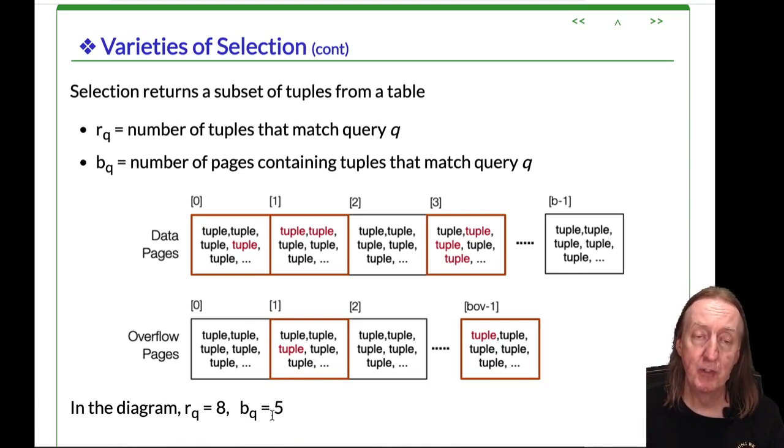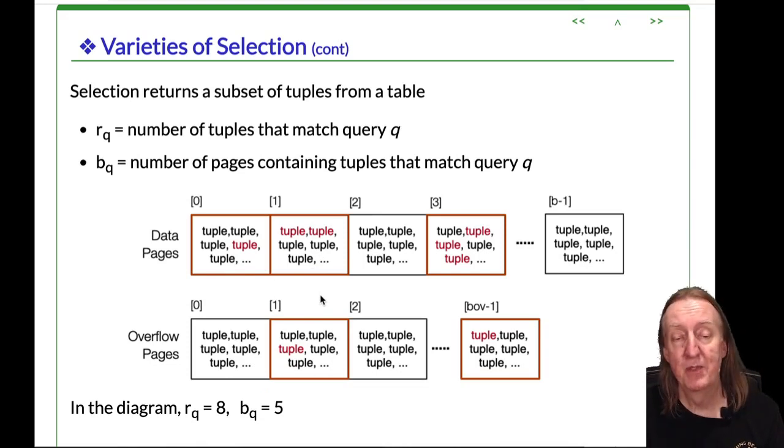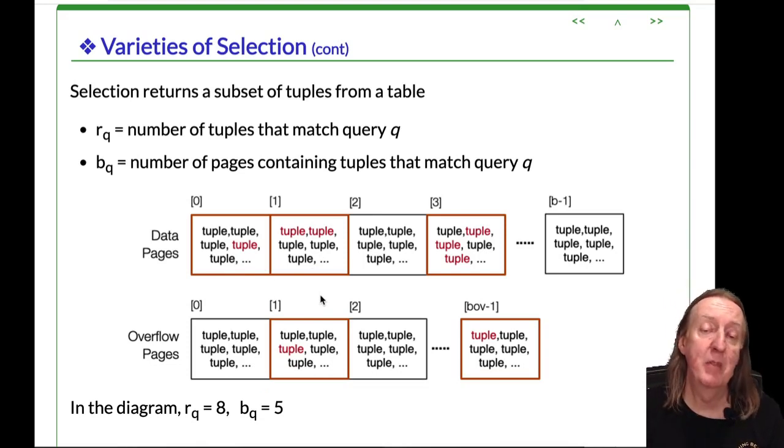I haven't bothered putting the links between the data pages and the overflow pages. Doesn't really matter where they go. Maybe this page here is overflow from page 0, etc., etc. But ultimately, we're going to need to check all of the relevant data pages plus their associated overflow pages in answering a query.